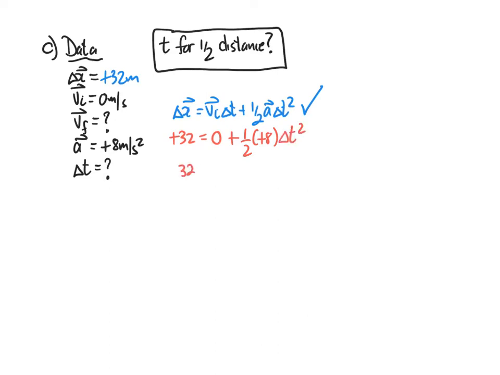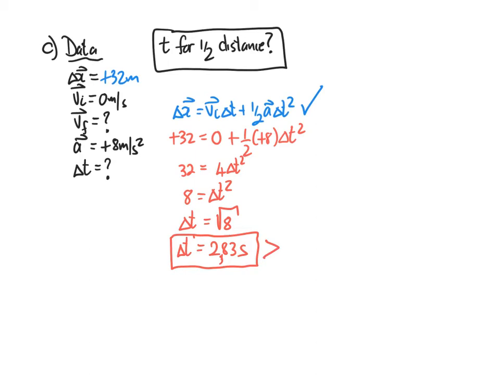So this is 32 equals a half times 8, which is 4. So this is going to be 4 delta t squared. Divide 32 by 4, that gives us 8. So delta t is the square root of 8, which gives us 2.83 seconds. Now, this is more than half of the time, which would have been half of 4 seconds, which is 2 seconds.